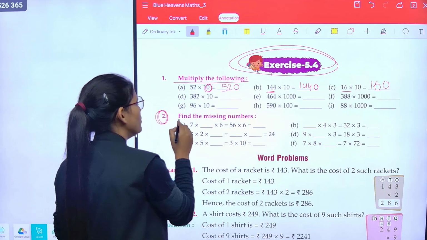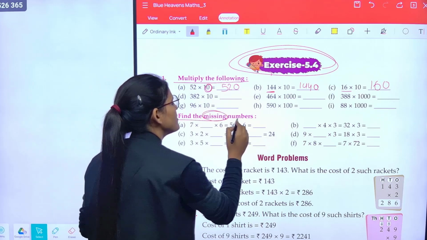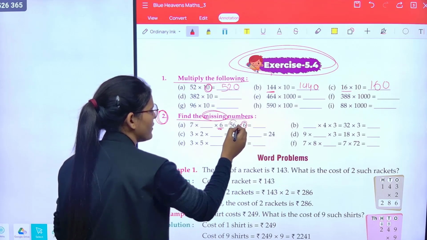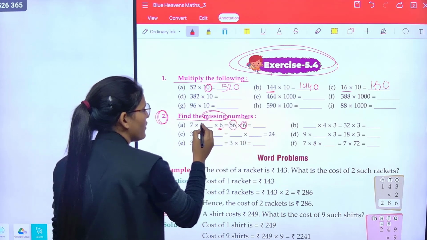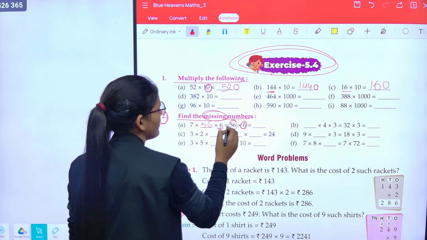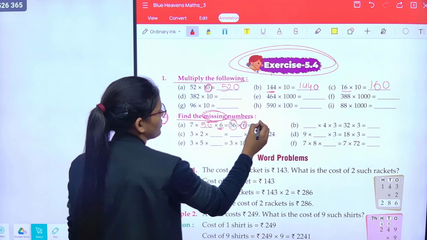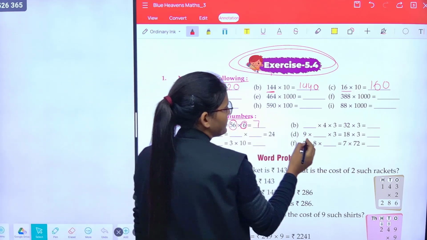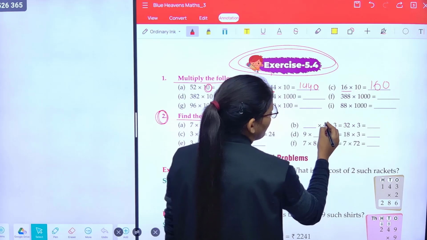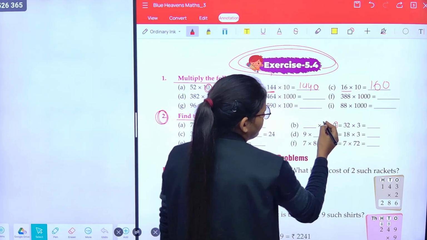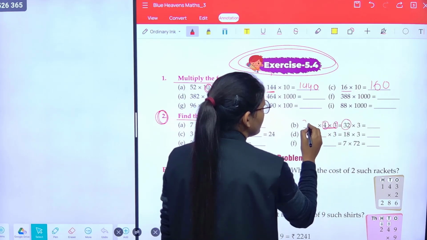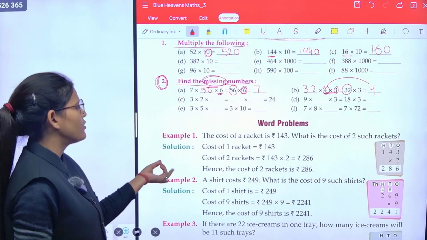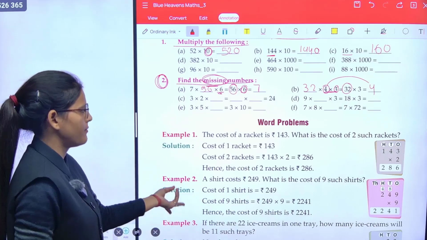Now question number 2, find the missing numbers. Class, here is 6, here is also 6, here is 56, but here is not 56, and here is 6 and 56. Both are equal, but here is not 7. We have to make them equal. 4 and 3, but here is not 32 and here is not 4. Understood? Rest of the parts, do yourself class.